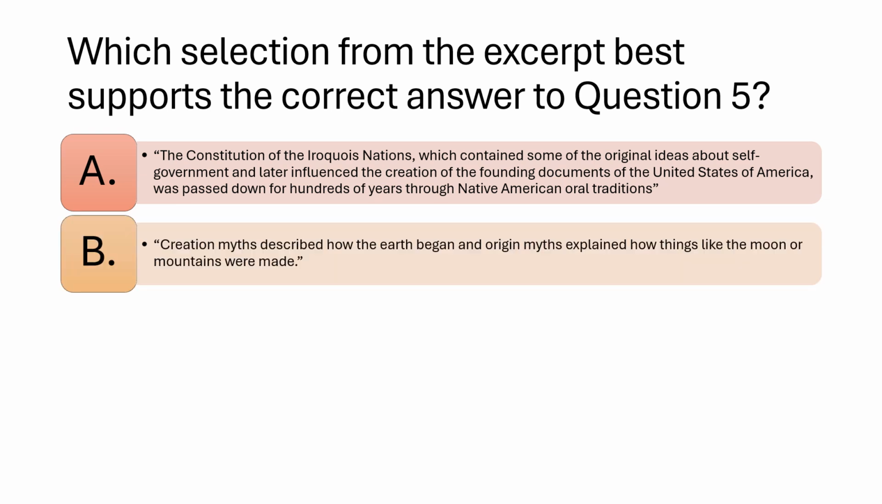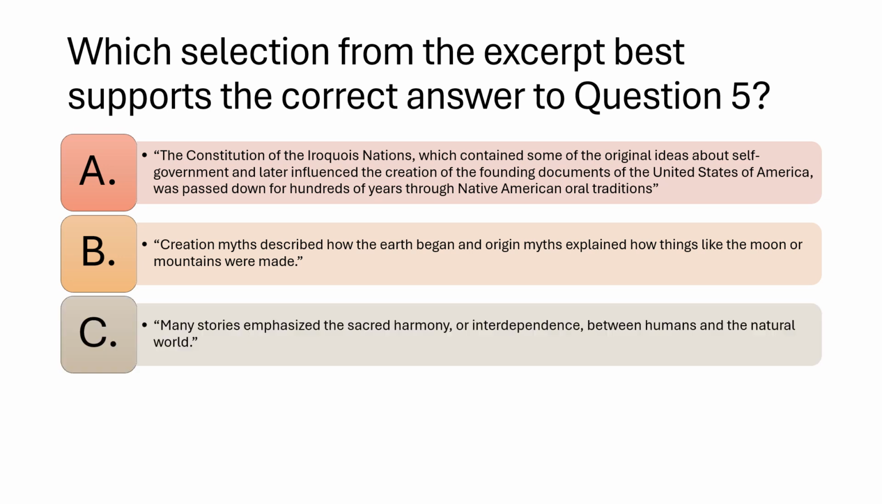B. Creation myths described how the earth began, and origin myths explained how things like the moon or mountains were made. C. Many stories emphasized the sacred harmony, or interdependence, between humans and the natural world.